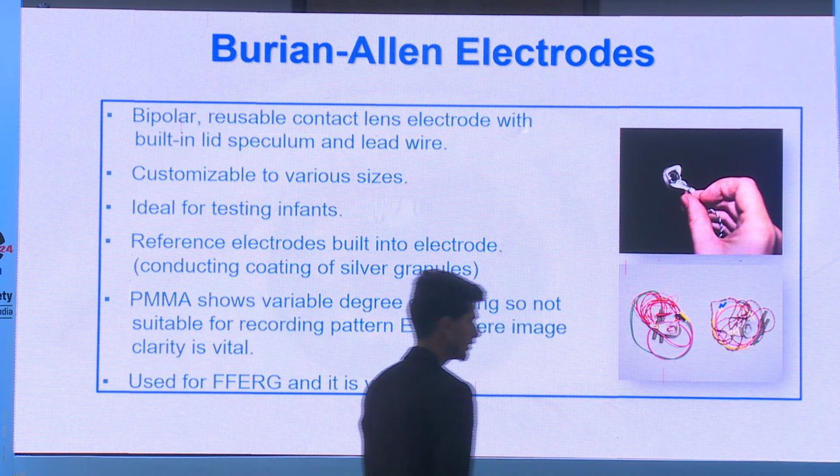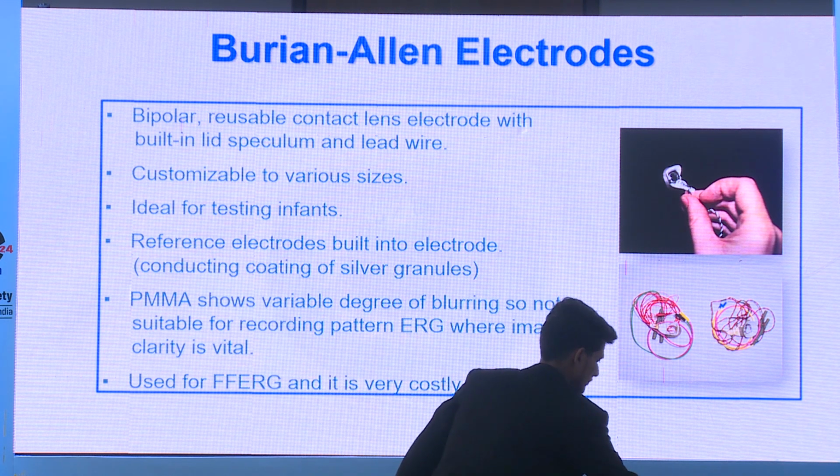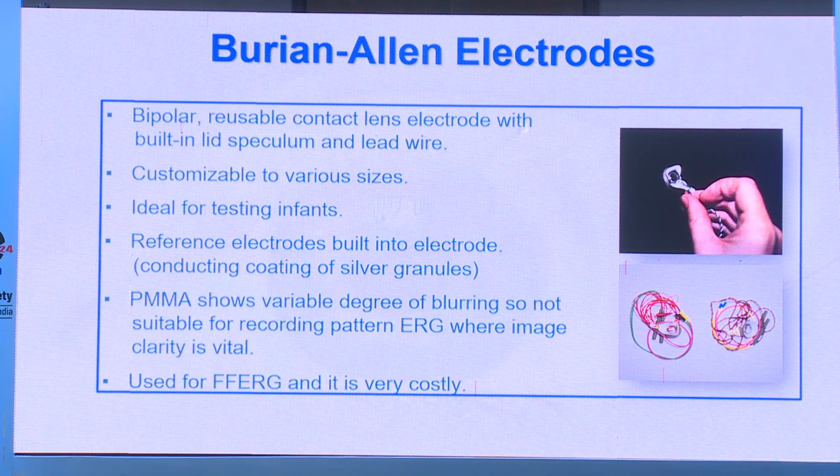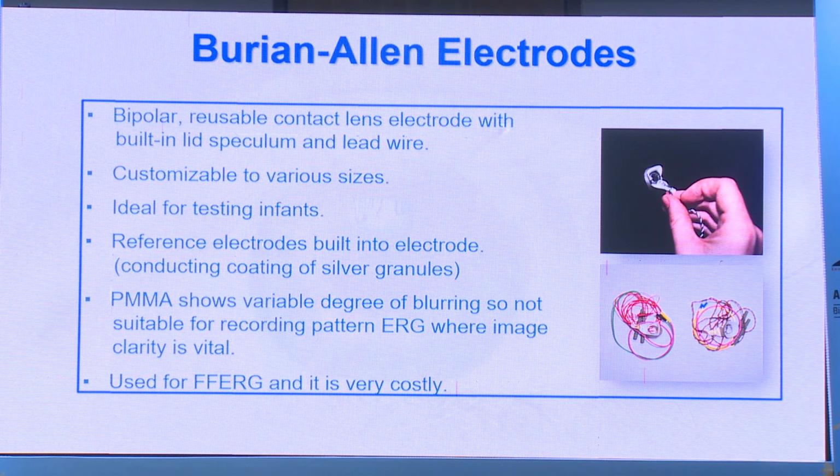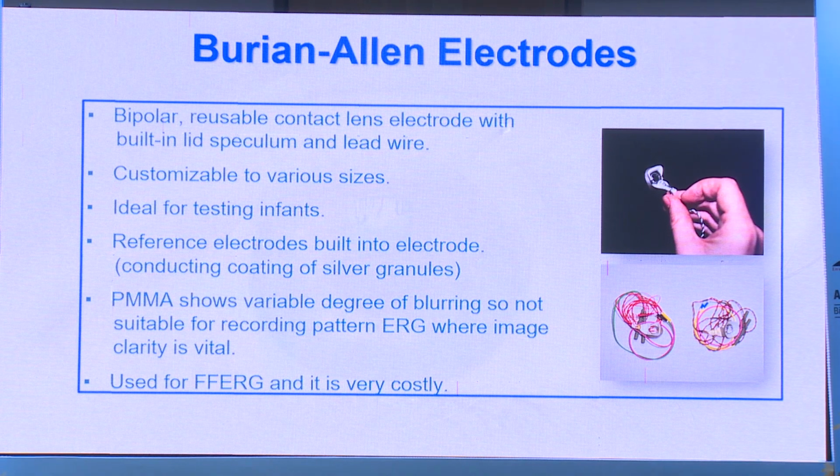Then the other commonly used electrodes are the Burian-Allen electrodes. These are bipolar reusable contact lens electrodes with a built-in lid speculum and a lead wire. They are customizable to various sizes, ideal for infants. The reference electrodes are built into the electrodes, which have a conducting coating of silver granules. PMMA shows a variable degree of blurring, so it is not suitable for recording pattern ERG, where image clarity is vital. They are generally used in full-field ERG, but the only drawback is that it's very costly.